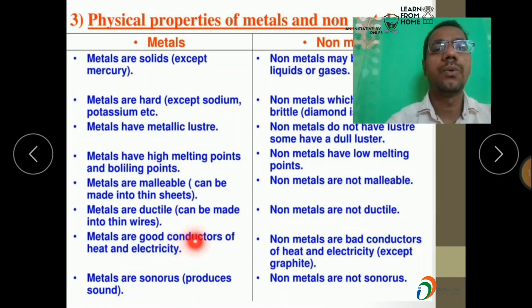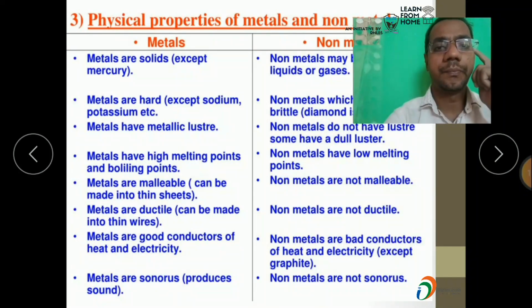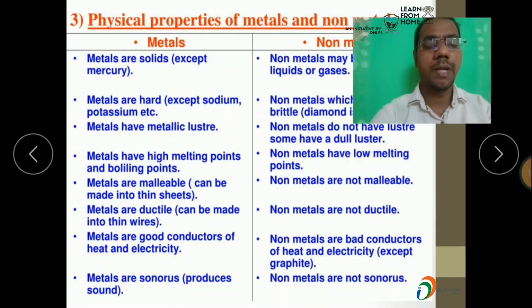Metals are good conductors of heat and electricity. We know that metals easily carry electricity and heat, so they are good conductors. But non-metals do not carry them, so they are bad conductors of heat and electricity. And the last point, metals are sonorous. What is meant by sonorous? Sonorous means they produce sound. When we slightly touch metals, they produce a typical sound.